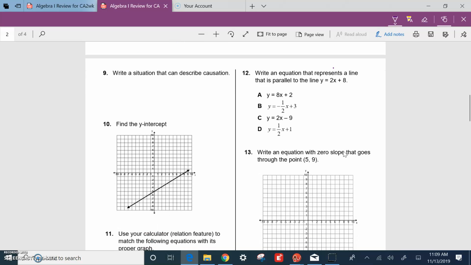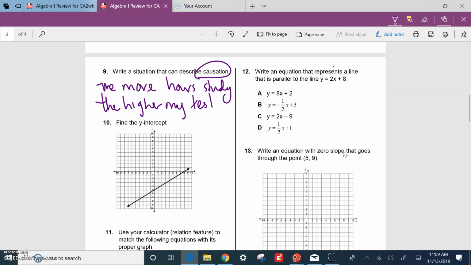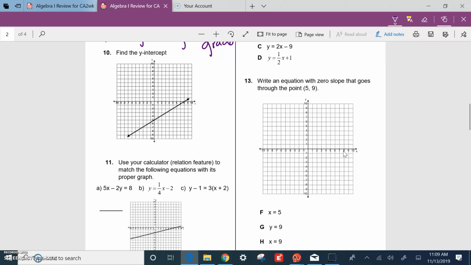Let's go to number 9. It asks for a situation that can just describe a causation. So something that causes something else to change. Well, the more hours I study, the higher my test rate. So test rate and hours studying do cause an effect on each other, so that would be a causation. Number 10 asks for the y-intercept.